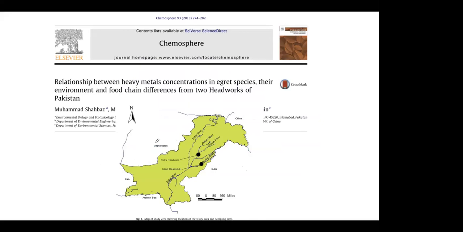Then we used the eggs of these two egret species to monitor the egg contents, to monitor the environmental contamination in Pakistan. We used two sites, the two headworks. One is the Islam headworks, and the other one is the Trimu headworks. These two sites are used for irrigation purposes, and we figured out the heavy metal concentration in the egg contents.